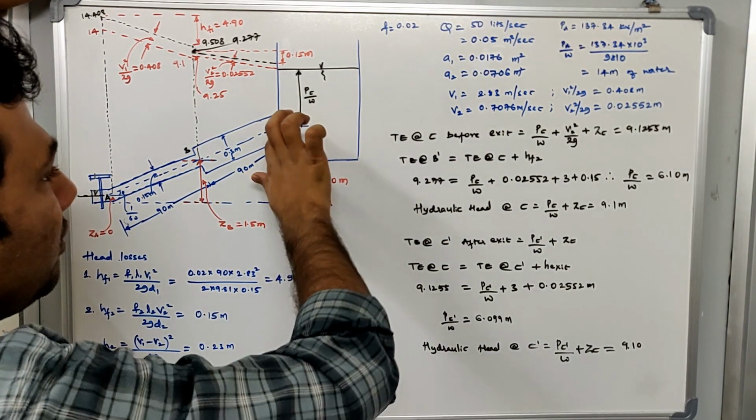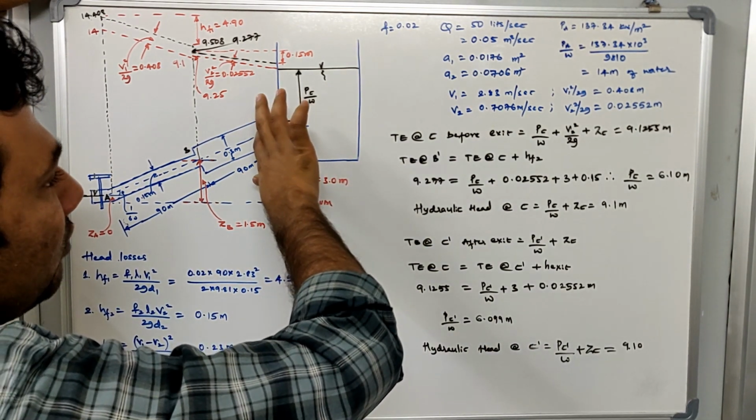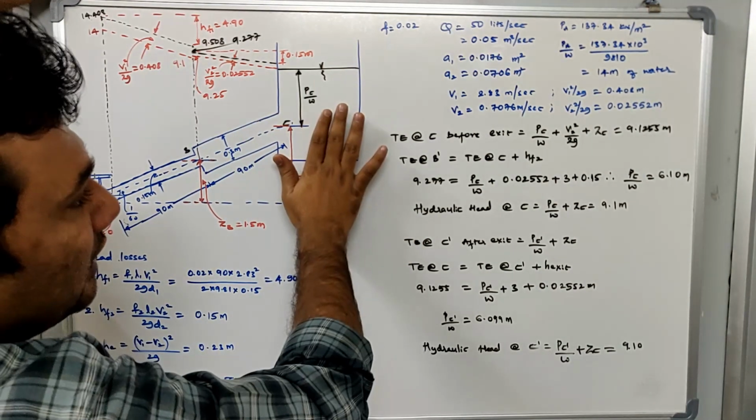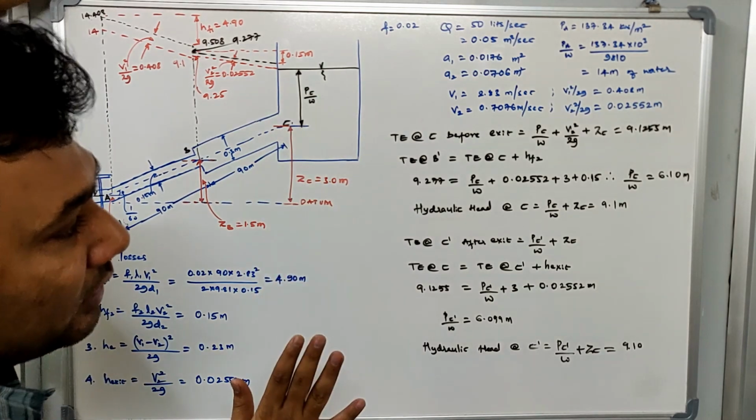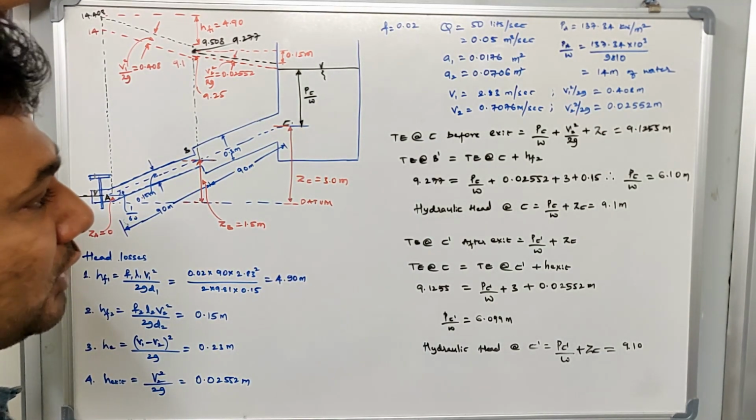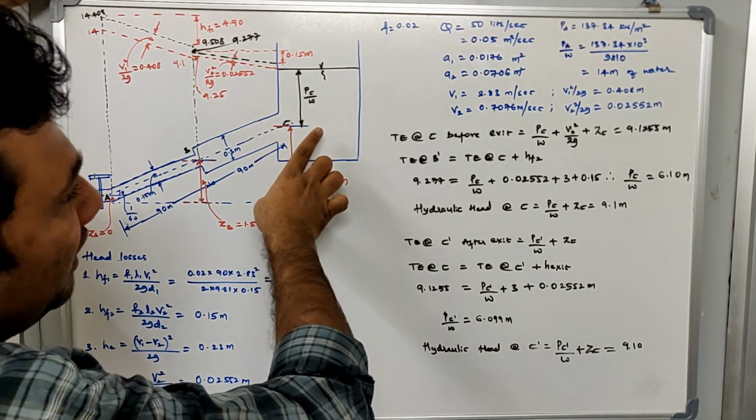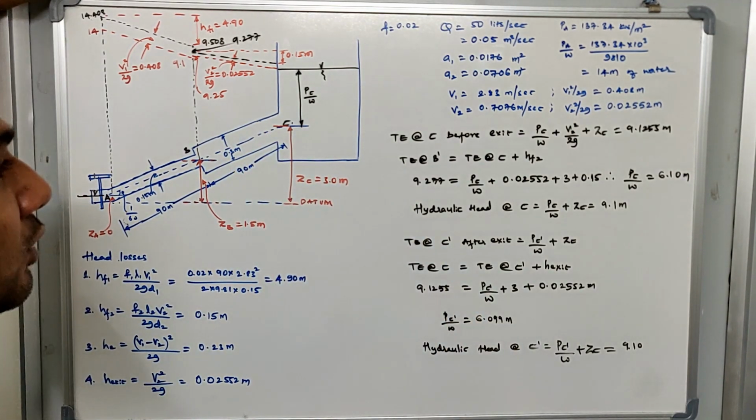Okay. Let us assume before exit. Before exiting, velocity exists. After exit, there is no velocity because the water is inside the tank. The water inside the tank is static in condition, so the velocity is equal to 0 there. Okay. So before exit there exists the velocity head. After exit there will be no velocity. That is what you need to understand.